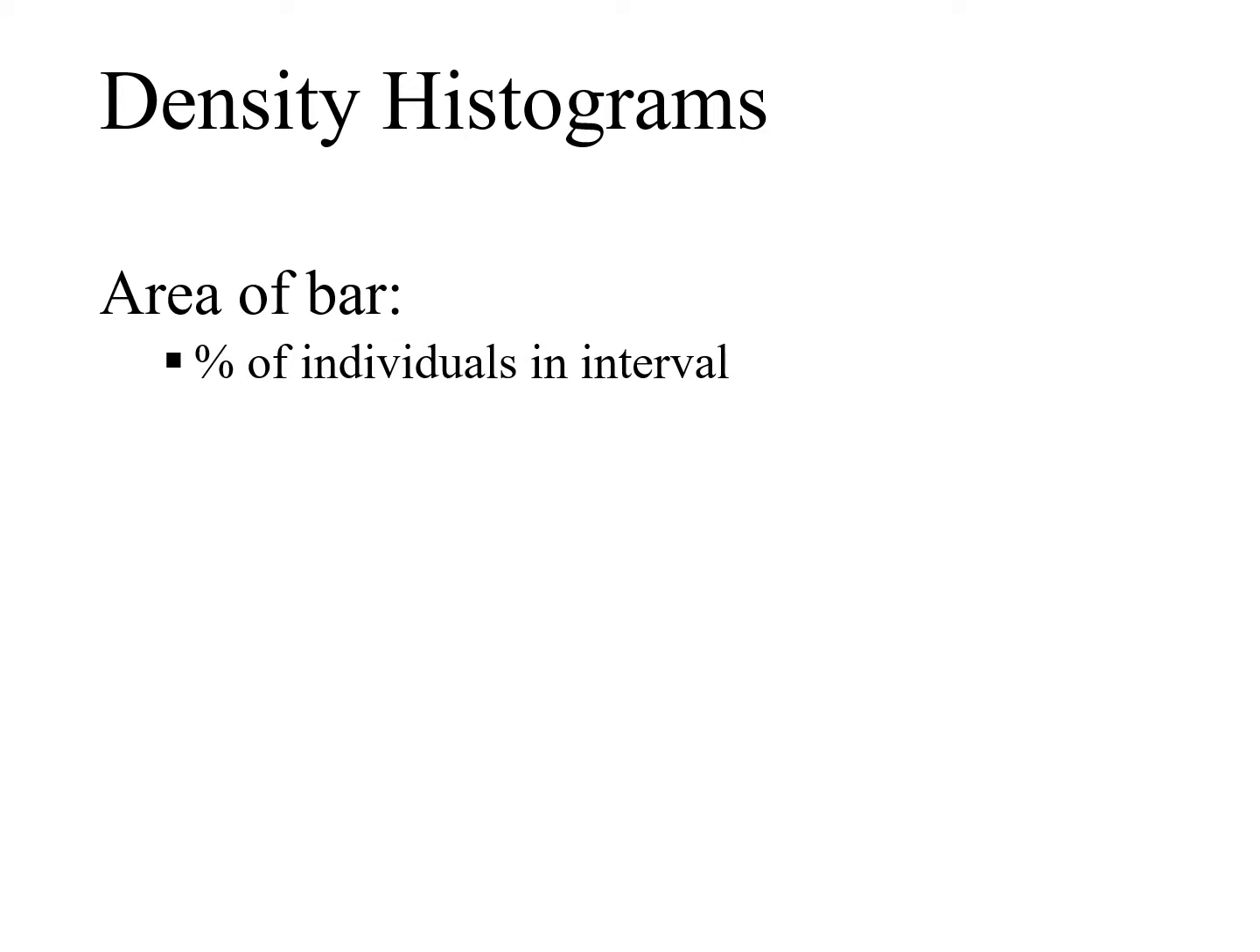And with density histograms, we can find the area of the bar. The area of the bar is the percent of individuals within a given interval. And to find the area, we multiply the height of the bar times the width of the bar.